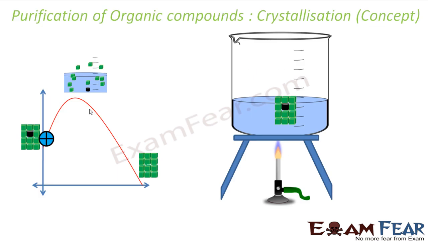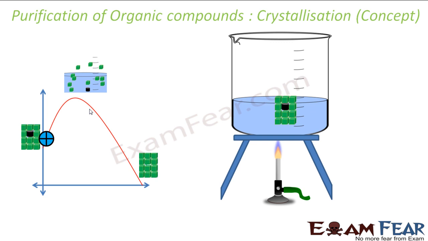Go to the next method called crystallization. Before we go to the next method called crystallization, let's understand the concept behind crystallization. There are certain solids which form crystals. You must have seen, for example, sugar. Sugar is a crystal, right? So sugar is one example of a solid which forms crystals.